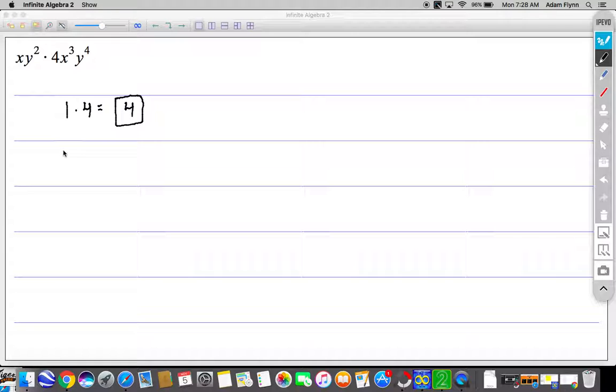For my x's, I've got just an x on the left side, so x to the first power, and I've got 3 x's on the right side. So we'll add those powers together. And we get 1 plus 3, which is 4.